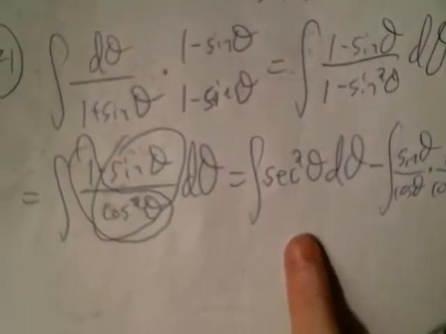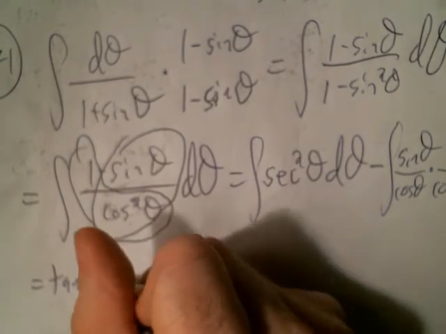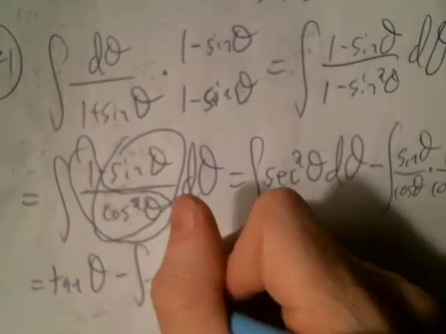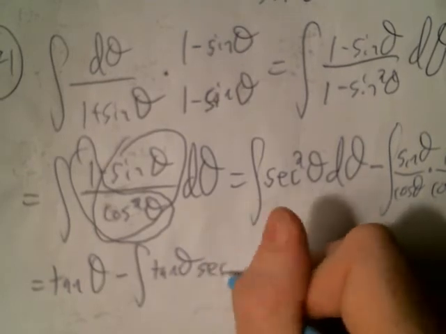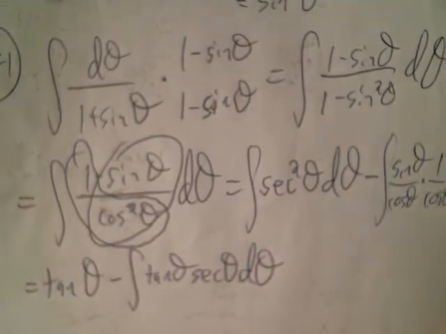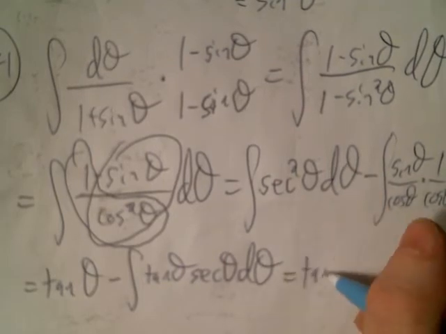The integral of secant squared is just tan, so I get tan theta, and then minus the integral of sine over cosine is tan theta, 1 over cosine is secant theta d theta, and tan secant is just the derivative of secant, so we end up with tan theta minus secant theta plus your integration constant. Okay? Okay, that's pretty much the tall and the short of it.